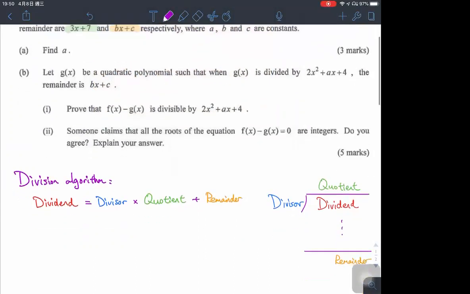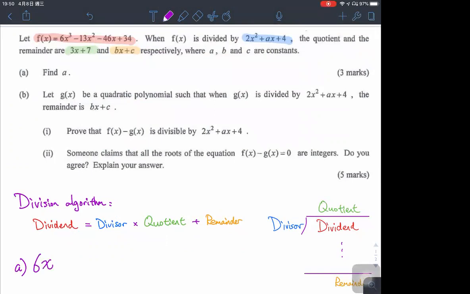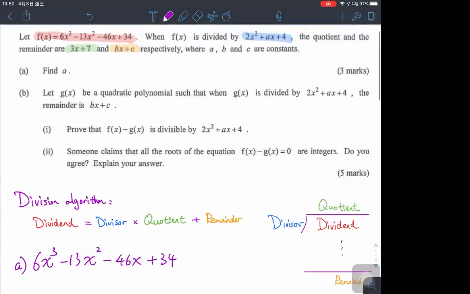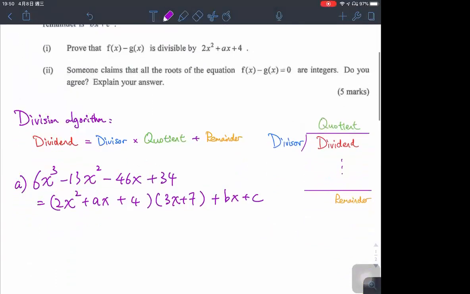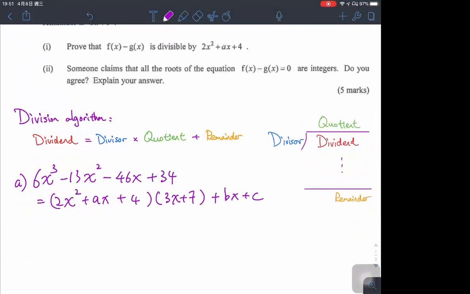So part A, how can we find a? We have the dividend, that is 6x to the power 3, minus 13x squared, minus 46x plus 34, which will be equal to the divisor, that is 2x squared plus ax plus 4, times the quotient, which is 3x plus 7, plus bx plus c. This is the remainder. Now, how can we solve for a, b, and c?